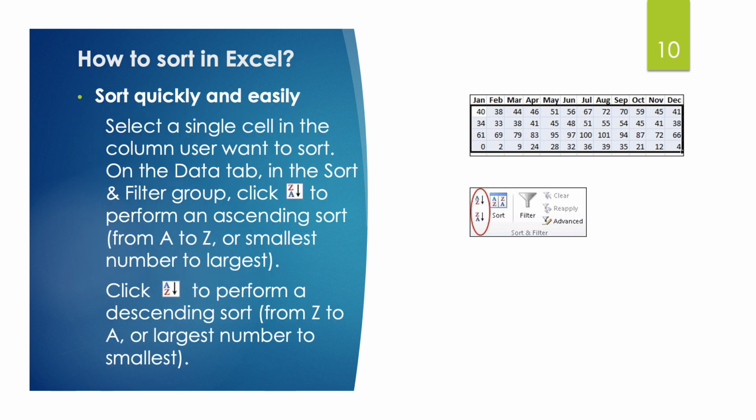Sort quickly and easily. You can select a single cell in the column you want to sort, and then on the Data tab in the Sort and Filter group, click on the icon to perform an ascending sort, which is from A to Z, or from the smallest number to the largest. And then you can perform a descending sort as well, which is from Z to A, or from the largest number to the smallest number.